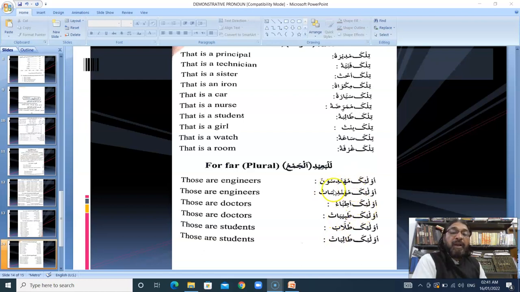Ulaika muhandisun, those are engineers. Ulaika muhandisat, those are female engineers. Ulaika atibba'u, those are doctors, masculine. Ulaika tabibatun, those are feminine doctors. Ulaika tullabun, those are masculine students. Ulaika talibatun, those are feminine students.